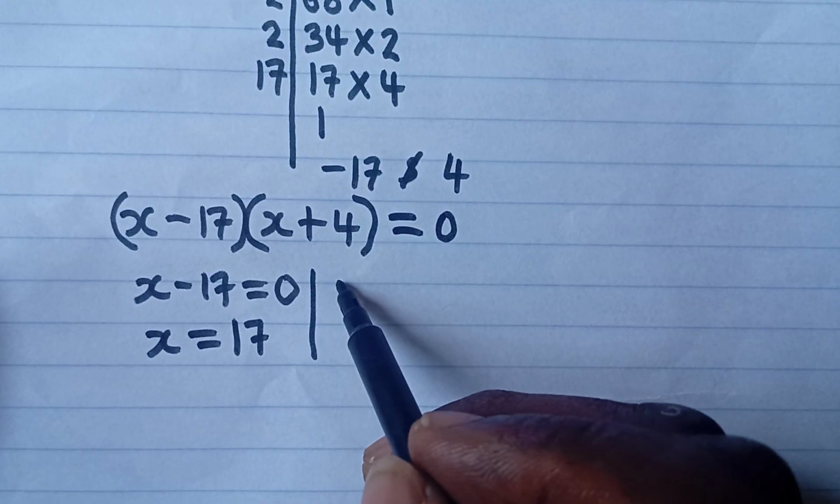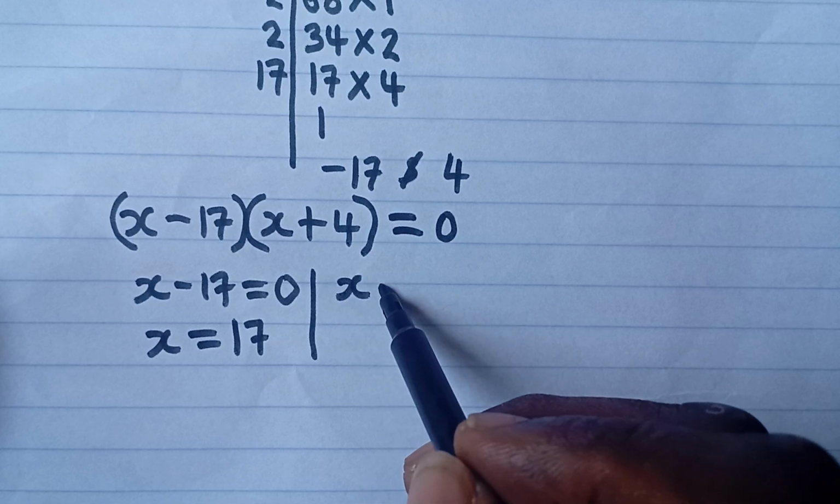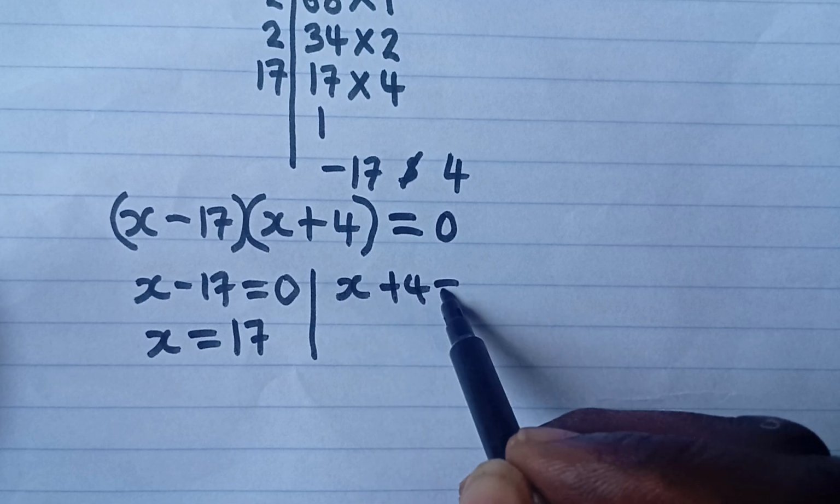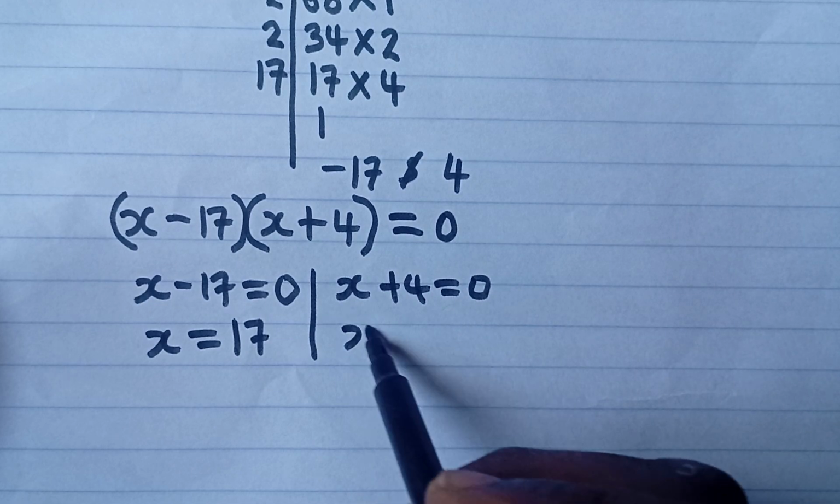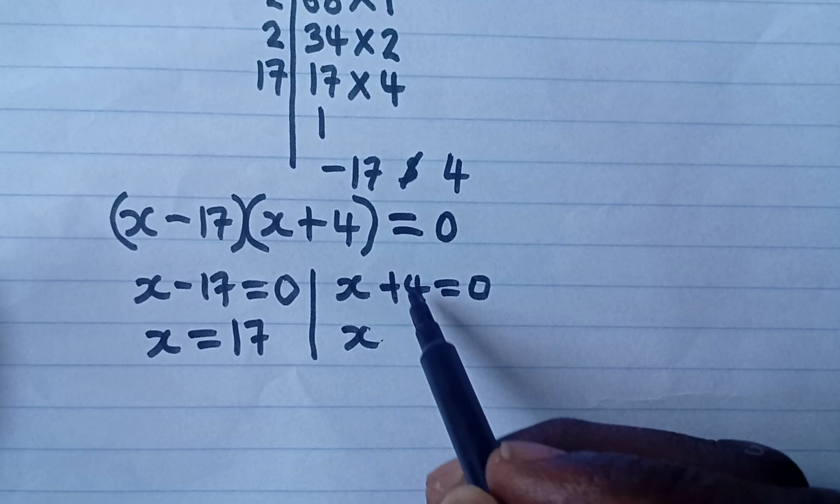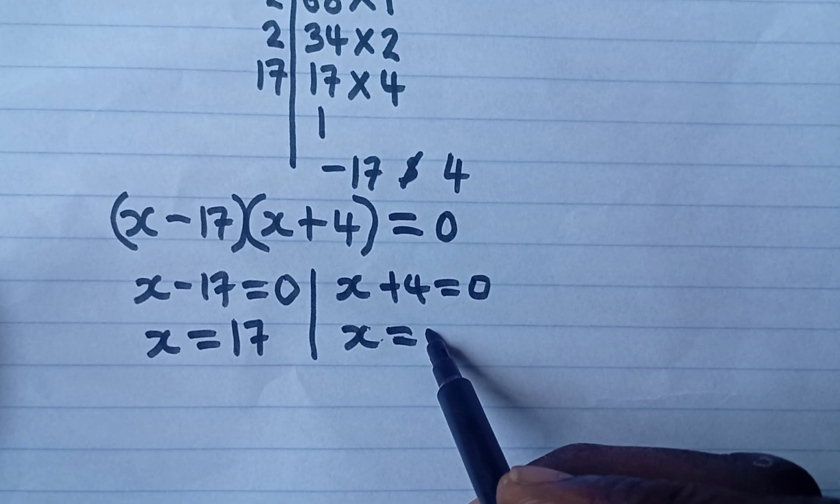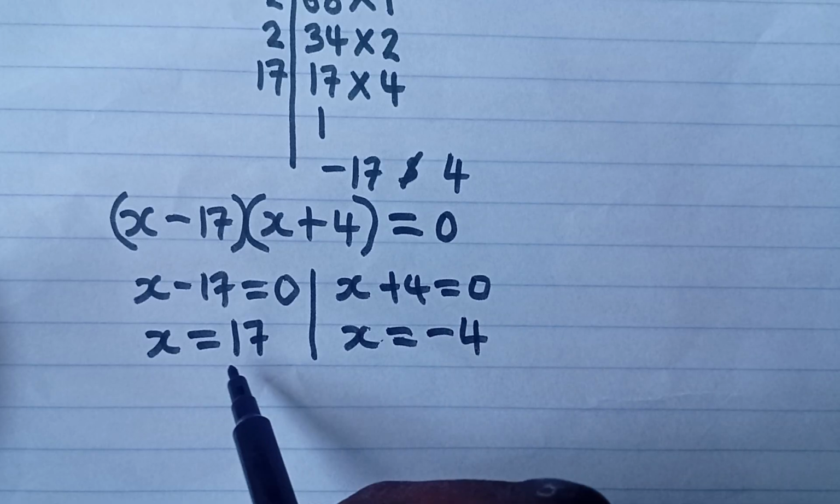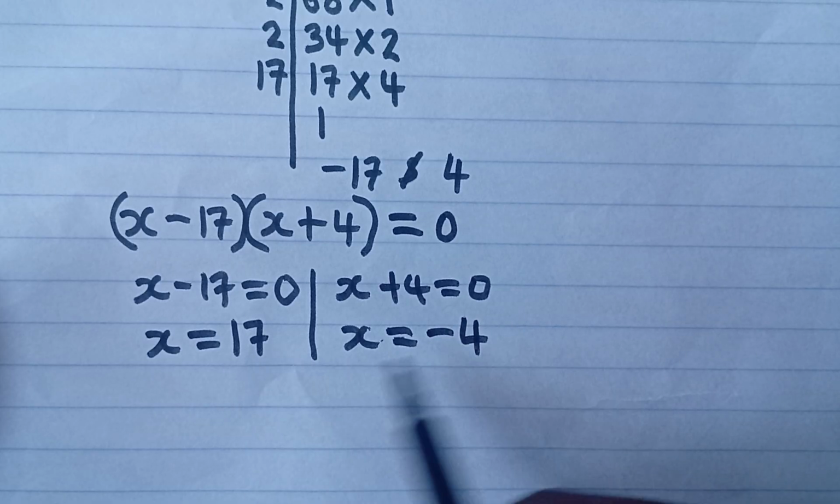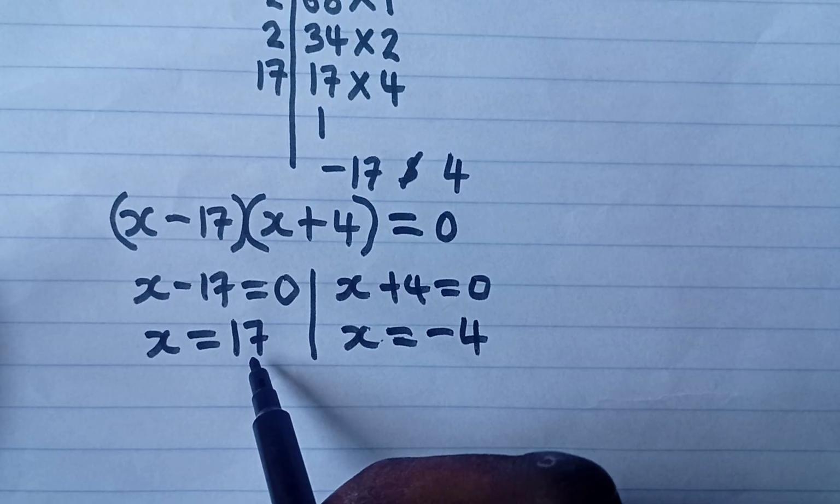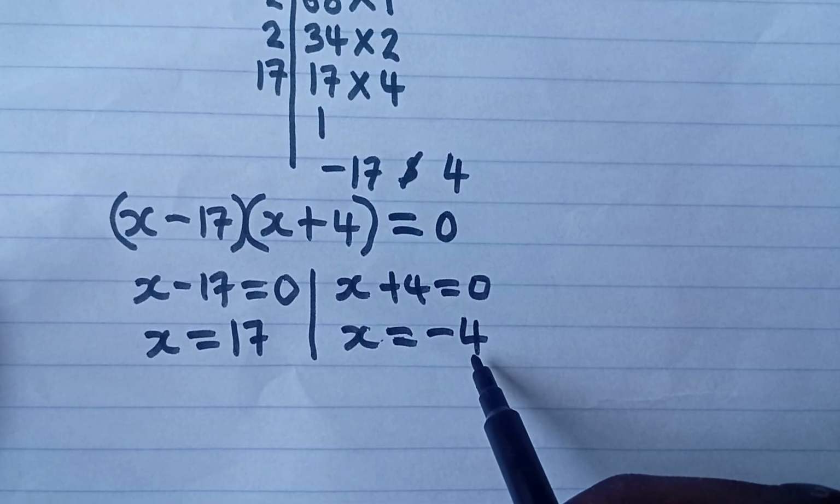Similarly, the other bracket we equate to 0. We have x plus 4 is equal to 0. When we take this positive 4 to the other side of the equation, x is equal to negative 4. So the two solutions now are 17 and minus 4.